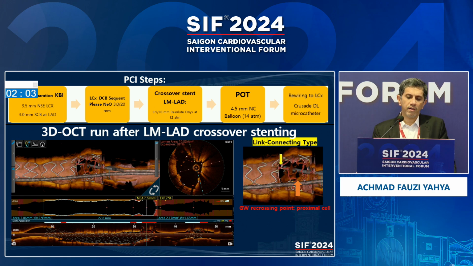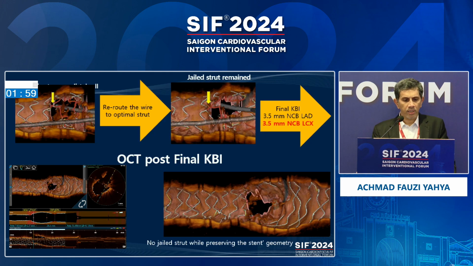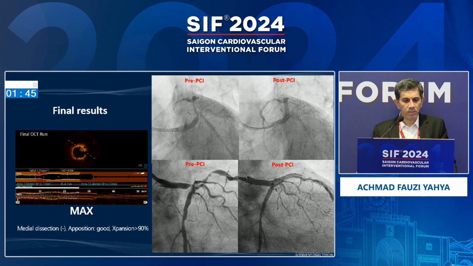So we had to rewire, going through the optimal strut. And then after rerouting the wire to the optimal strut, we finally used kissing balloon inflation. And this is the OCT result, with no jailed strut, preserving the stent geometry. This is the study, then this is the result.